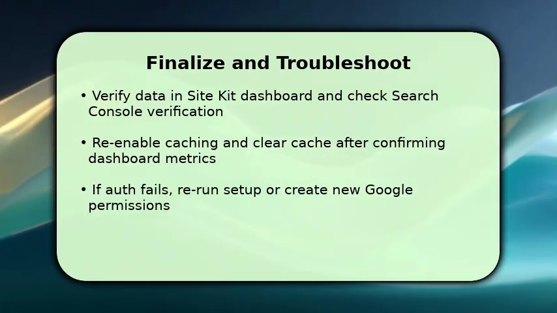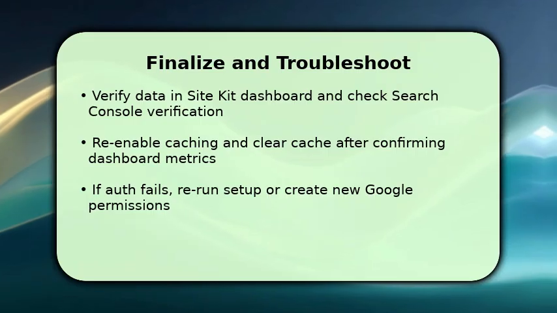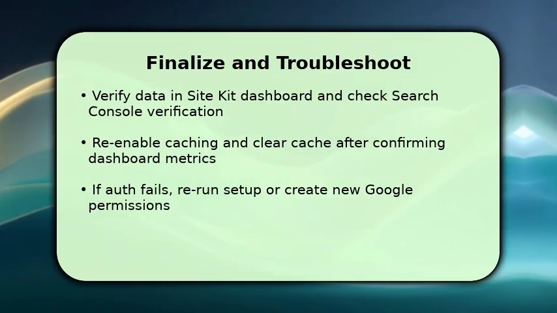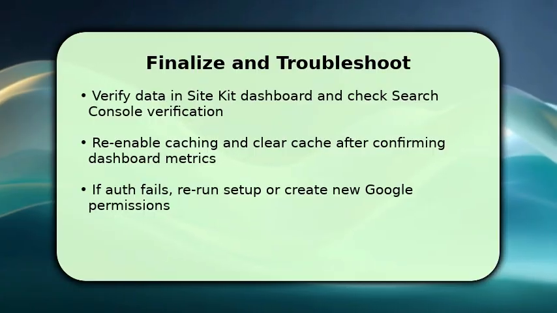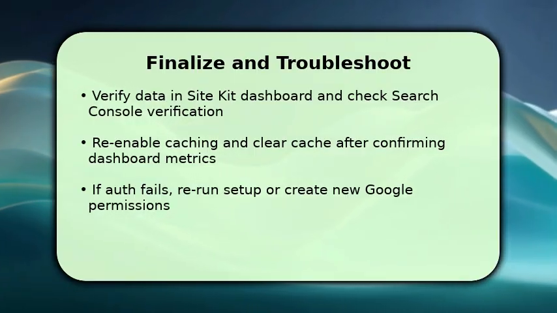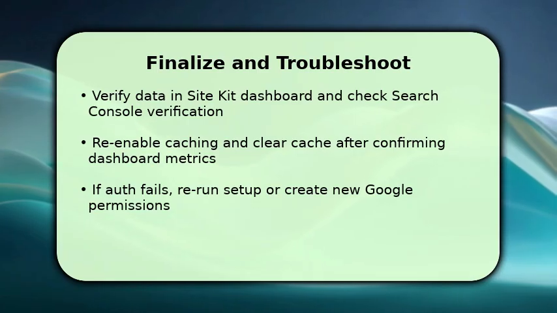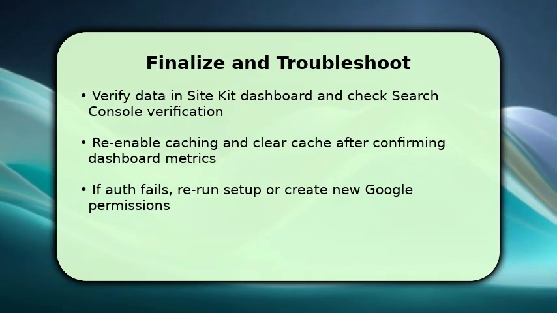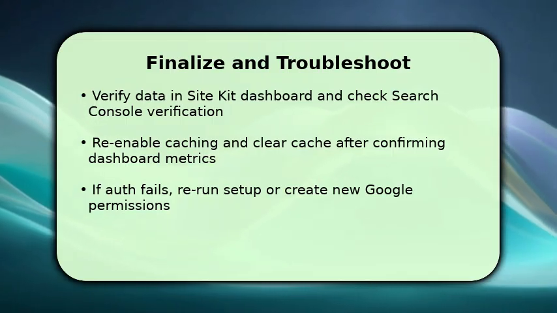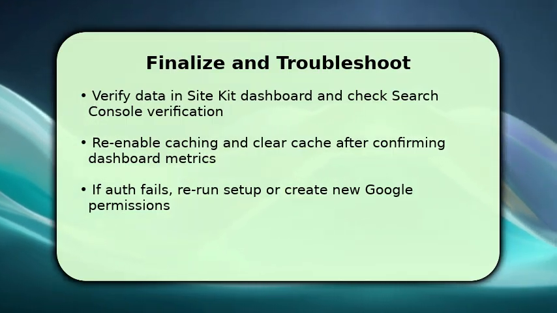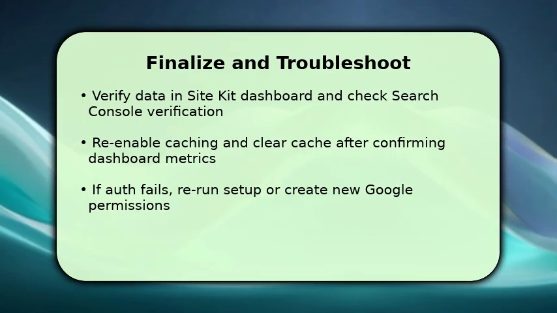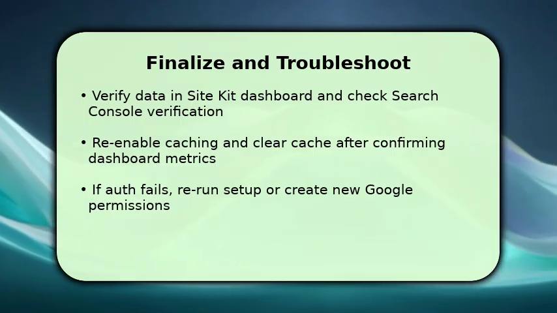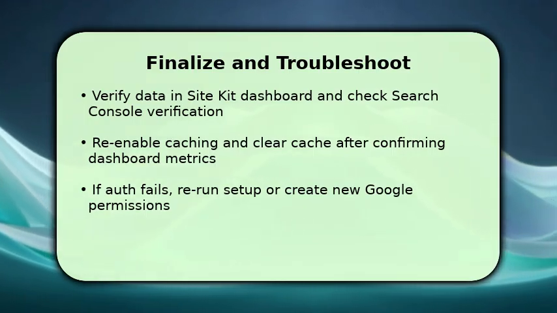Once data looks correct, re-enable any caching plugins and clear caches so front-end snippets serve properly. If you don't see data or get authentication errors, rerun the setup wizard and revoke, then re-grant Google permissions. Sometimes stale OAuth tokens cause failures. One key troubleshooting tip: check for browser pop-up blocking, and use an incognito window to avoid cookie conflicts when completing Google sign-in.